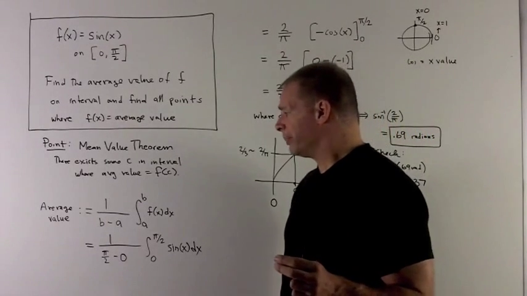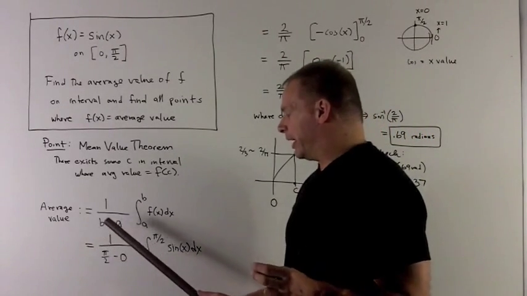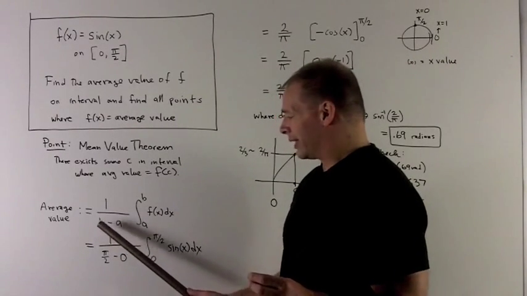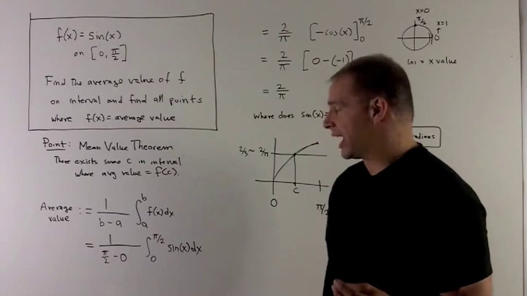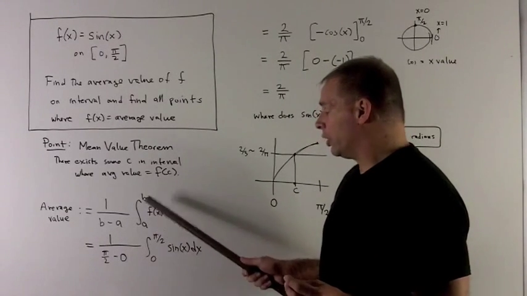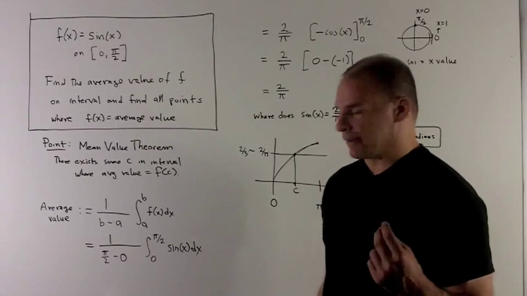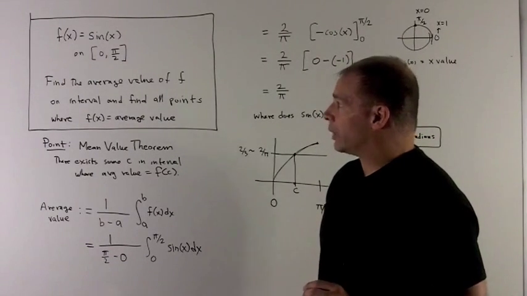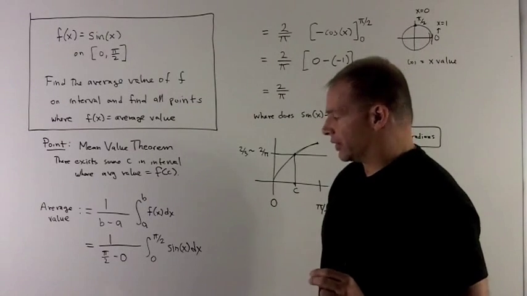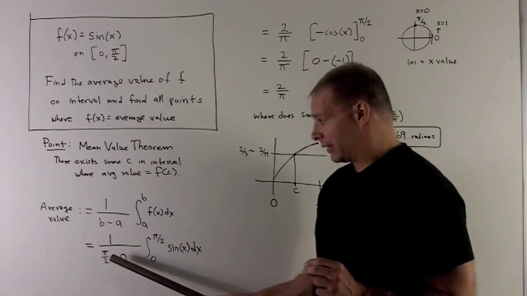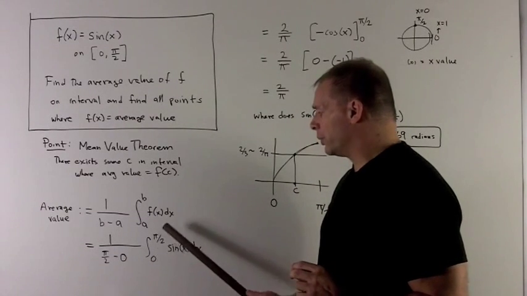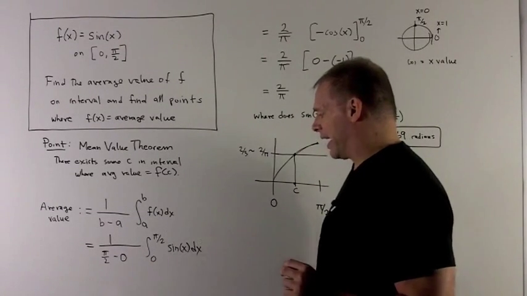Starting with a definition, if I have the interval a b and my function f of x, then the average value is equal to one over the length of the interval, b minus a, times the integral from a to b of f of x. So if I plug in what I have for this problem, the length of the interval is pi halves minus 0, and we integrate from 0 to pi halves of sine of x dx.